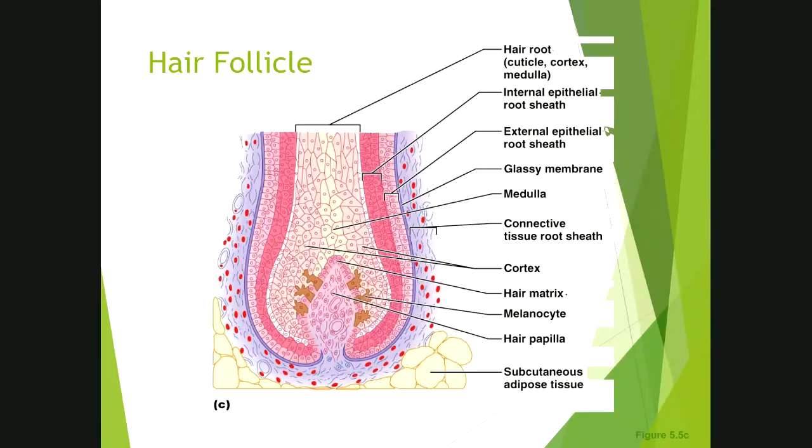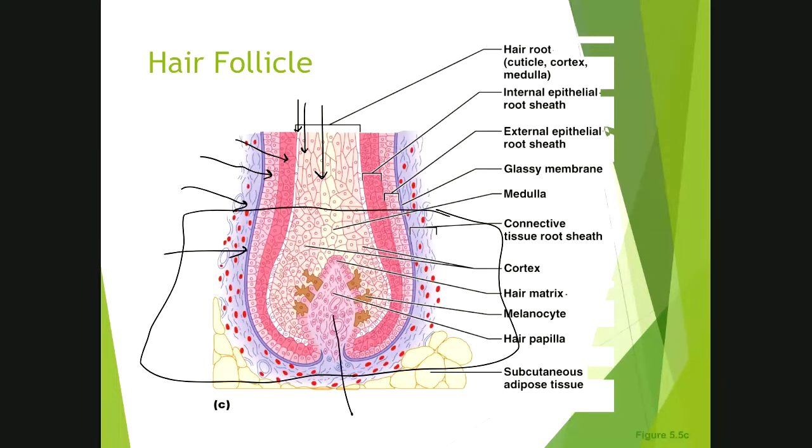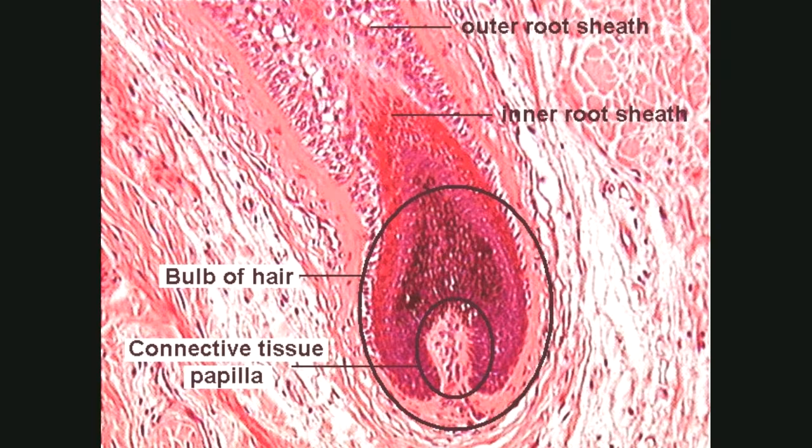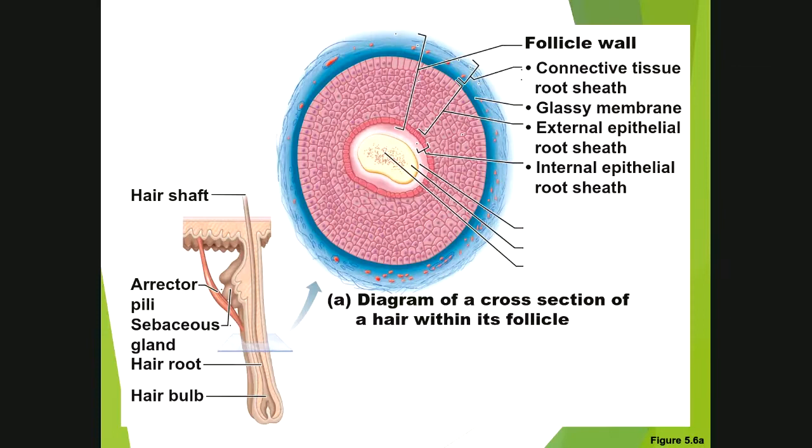If we blow that up, it looks like this. So again, there's the connective tissue sheath. There's the glassy membrane. There's our external. There's our internal. Here's the cuticle. Here's the cortex. And here's the medulla. And then this whole thing is the bulb. And there's our papilla. Here's our melanocytes. And that's what we see when we look at it under a microscope. Any questions?